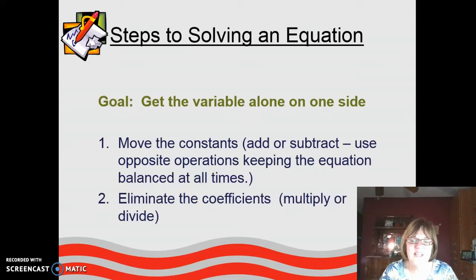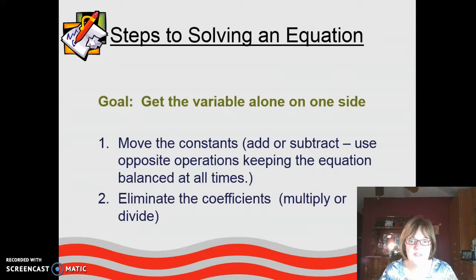We talked about steps to solving an equation, and I gave you 2 steps. Always our goal is to get the variable alone on one side. If you can keep that in mind, that's what we're trying to do. So to do that, there are 2 steps that we talked about: moving the constants, meaning adding or subtracting those numbers, the numbers that are being added or subtracted, and always keeping that equation balanced.